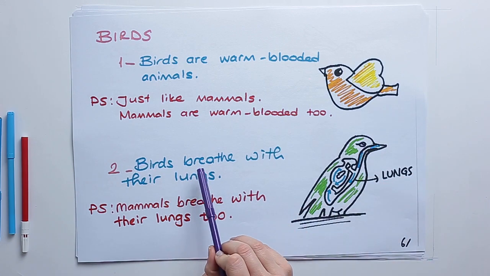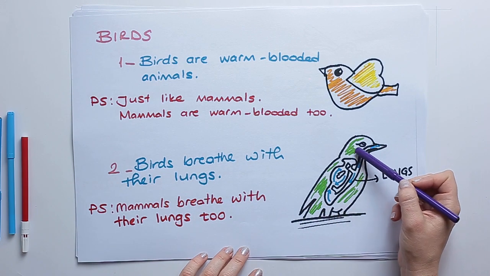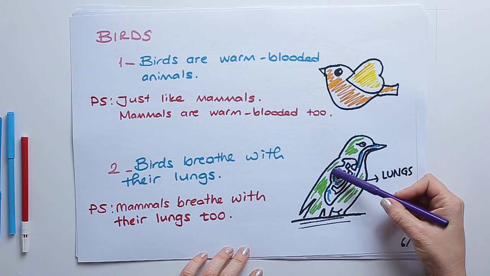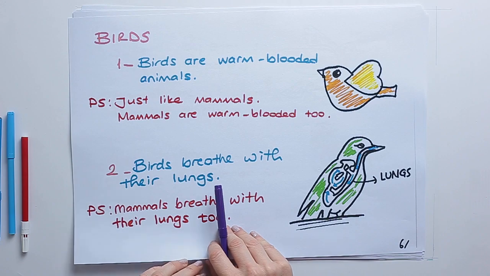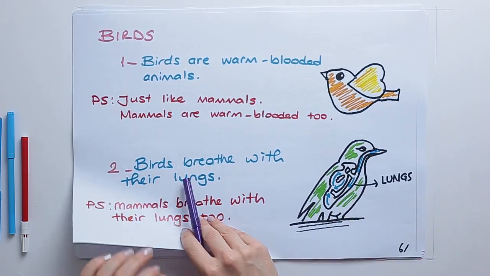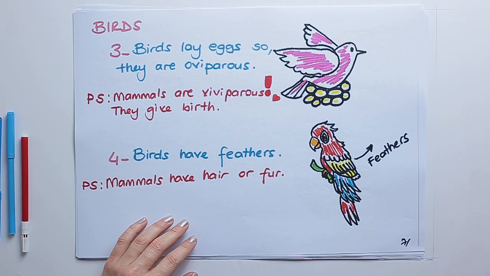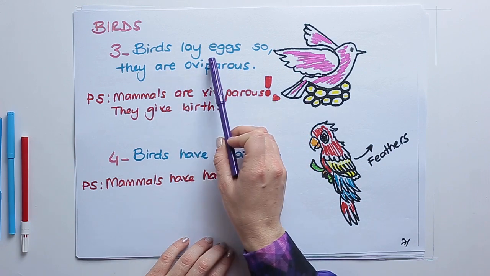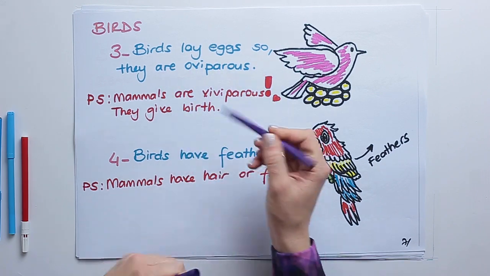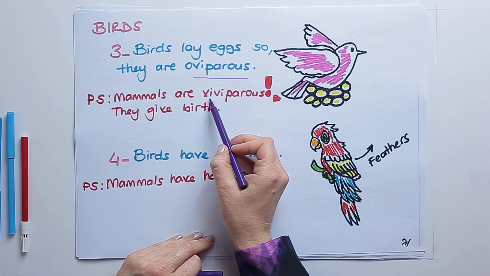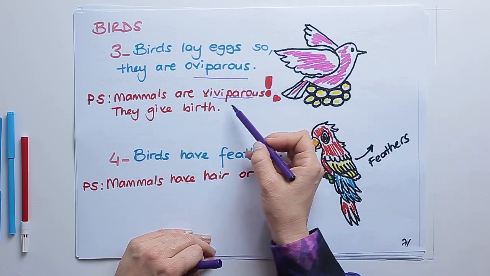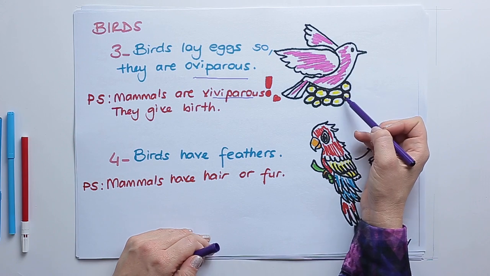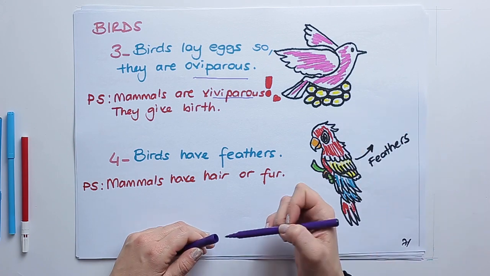Second one, birds breathe with their lungs. As you can remember, mammals also breathe with their lungs. Here is an example of their lung. Now, third feature, birds lay eggs, so they are oviparous. Mammals are viviparous, if you remember. They give birth, but birds lay eggs.